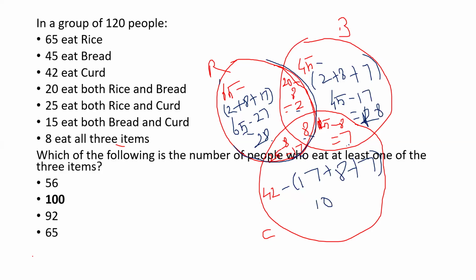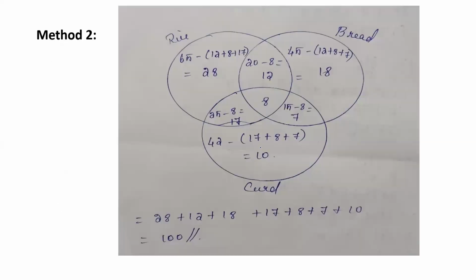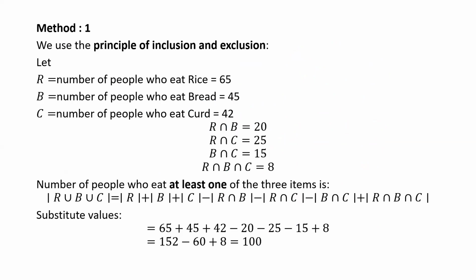Now we have to add it. 28, 2, 8, 17, 7, 18, this is 10. Everything we have to add. First 28, this is 12, this is 8, 17, 7, this is 18, this is 10. Everything we have to add, and in the end we will get 100. This is one of the methods, and this is also one of the methods.